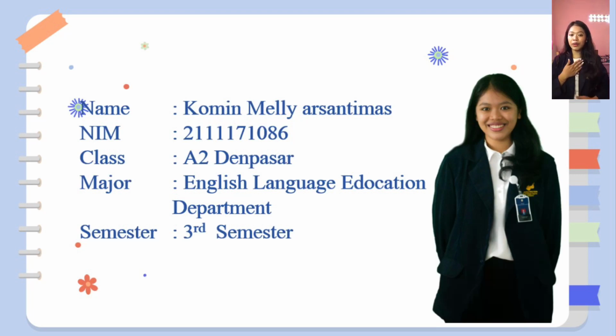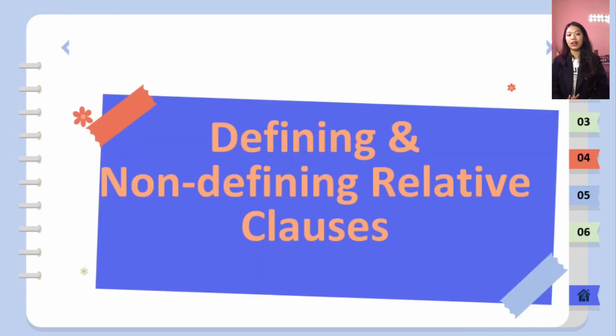But first of all, my full name is Komin Melly Arsantimas. People usually call me Melly. I'm 20 years old and now I'm a student at Igusti Bagus Sugriwa Hindu State University, majoring in English Language Education Department, in the 3rd semester, class A2 morning, Denpasar.